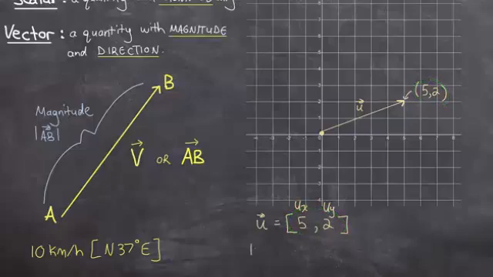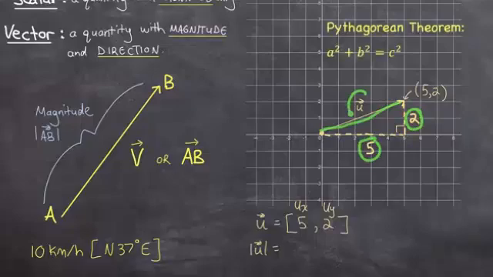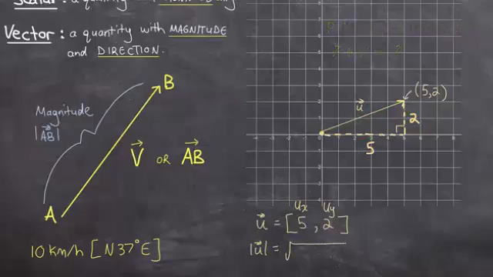And then if I wanted the magnitude of this vector u, if I were to label the horizontal and vertical components of this vector, you would see that what we have here is a right angle triangle. So to find the magnitude of vector u, I know that 5 squared plus 2 squared would equal the magnitude of u squared based on Pythagorean theorem. And if I rearrange that, I would know that the magnitude of u equals the square root of 5 squared plus 2 squared, which is equal to the square root of 29.